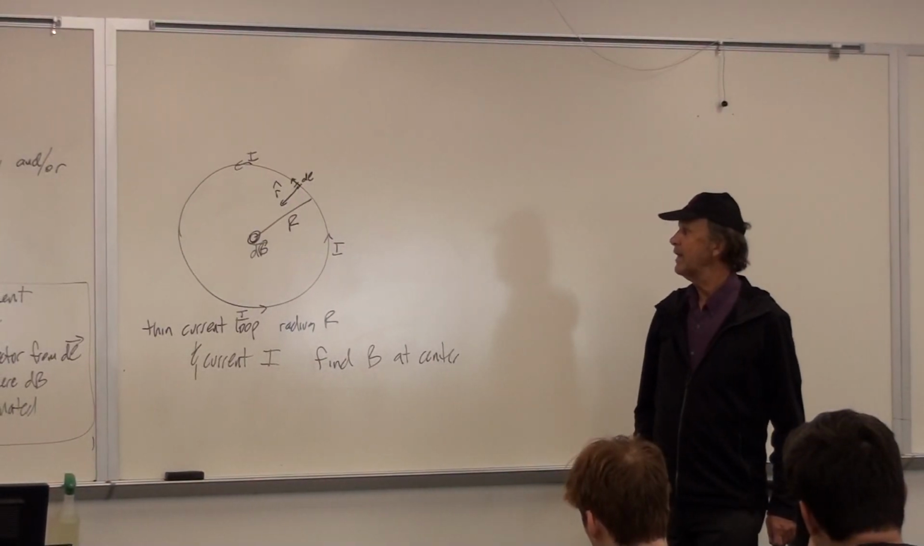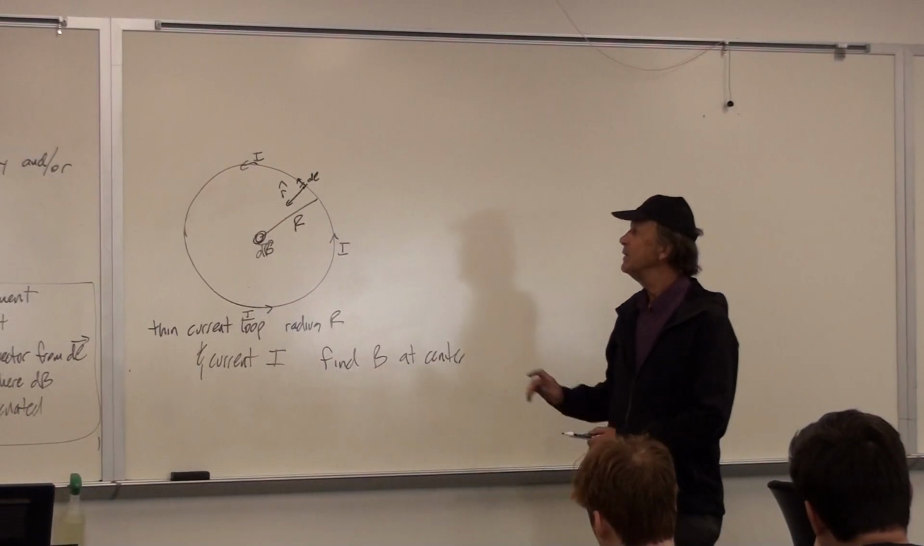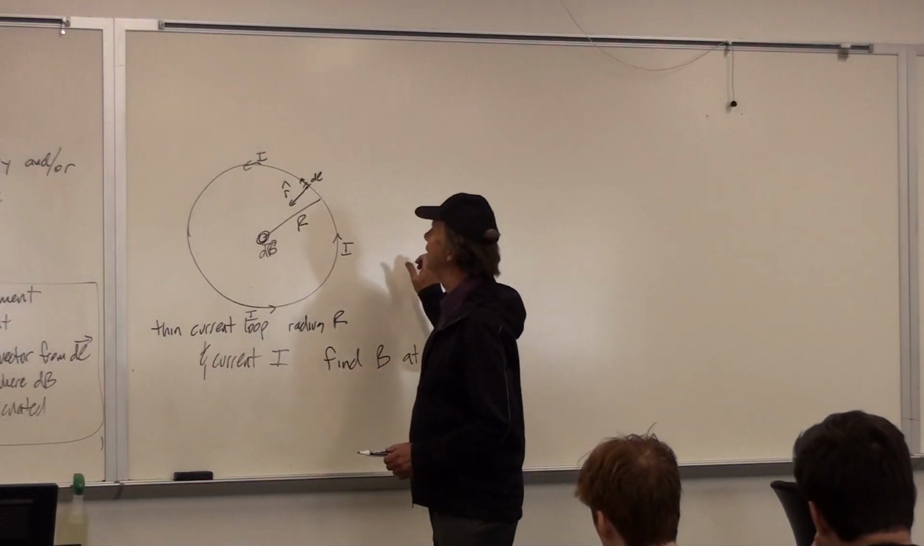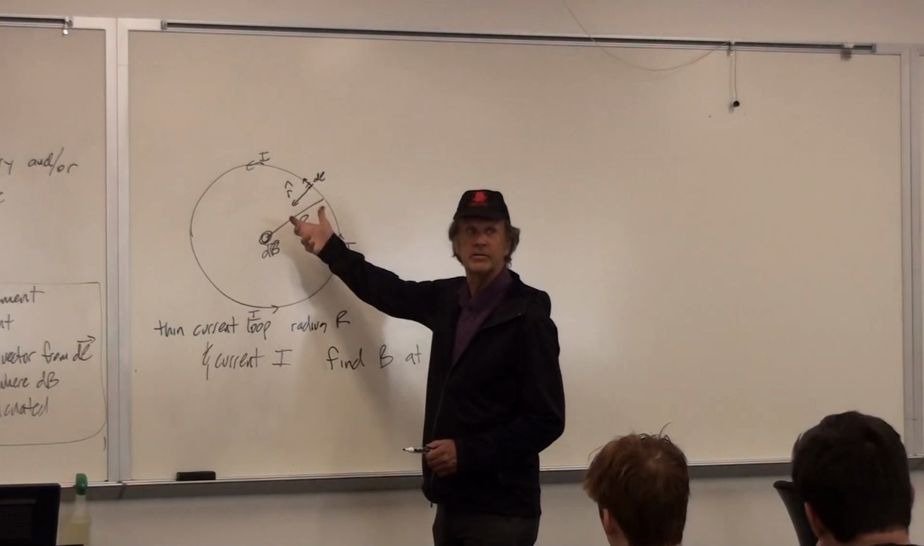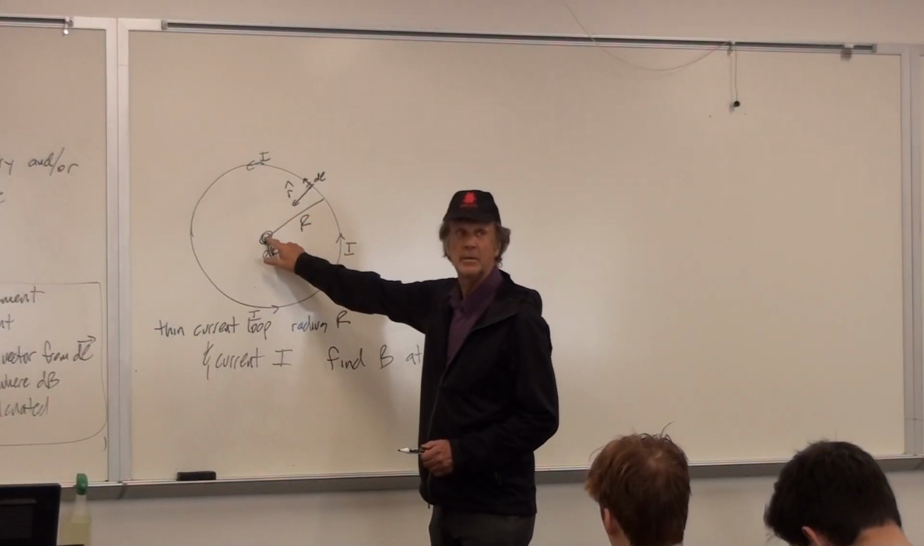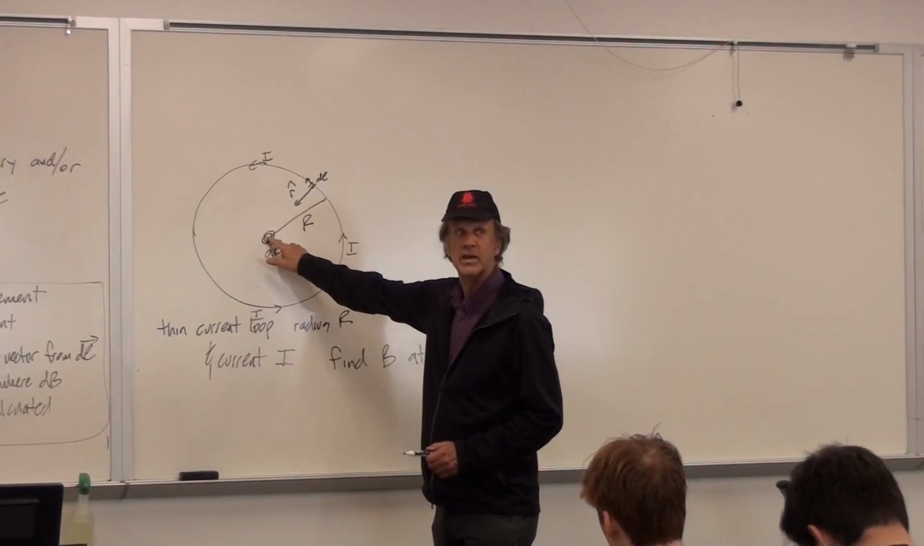Okay, and so we can say, well, I already know which way it's going to point because I can stick my right thumb in the direction of the current. I can curl my fingers around the wire and I can see that it's going to come out. And that's a good way to check it.